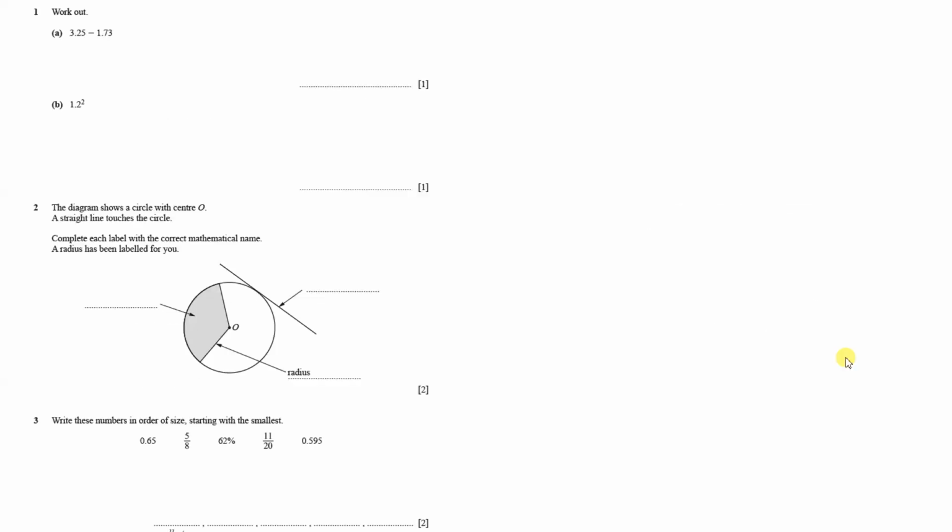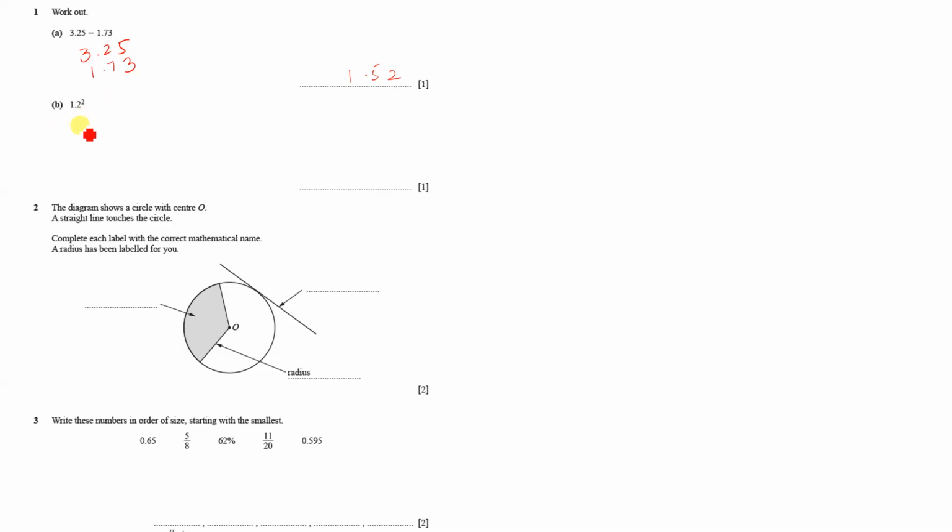Work out 3.25 minus 1.73. So we just need to subtract this. So this is going to be 5 minus 3, 2, 12 minus 7 is 5, point, and 2 minus 1 is 1. So this is the answer.